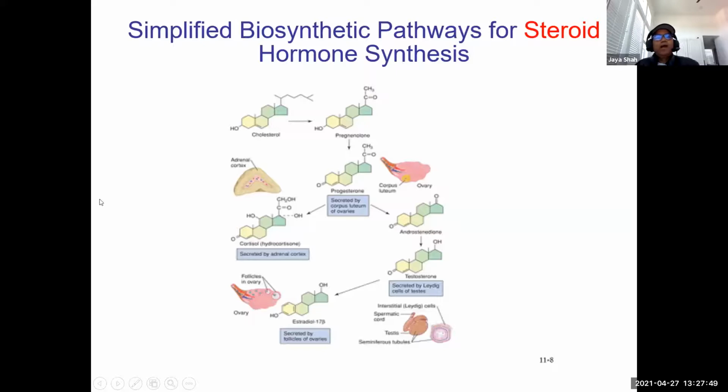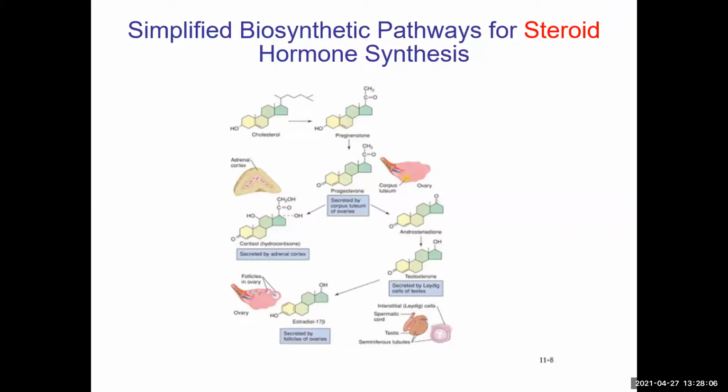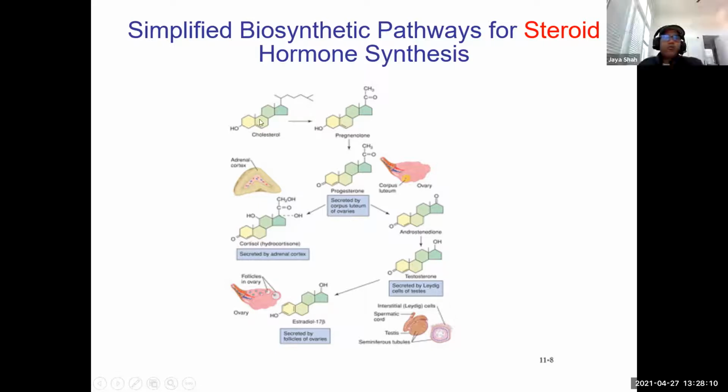Okay, now the steroid hormones. Simplified biosynthetic pathway of steroid hormone synthesis. Steroid hormones are synthesized from cholesterol, which means they are synthesized from fat. So here you go. You have a cholesterol molecule here, the biochemical structure of cholesterol. Then cholesterol, with several enzymes, changes into pregnenolone.